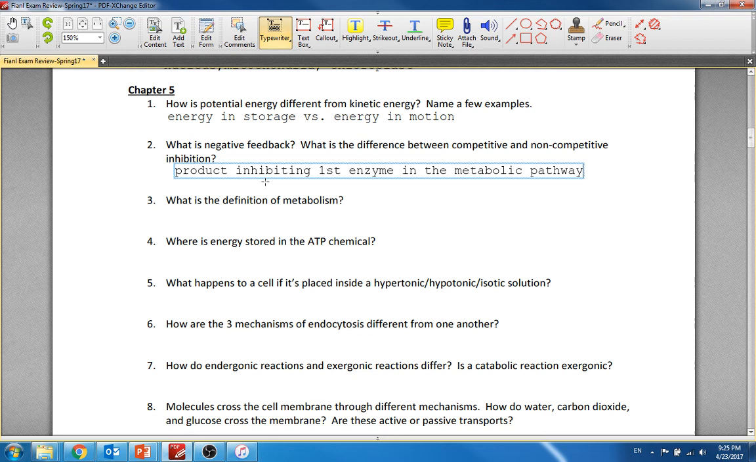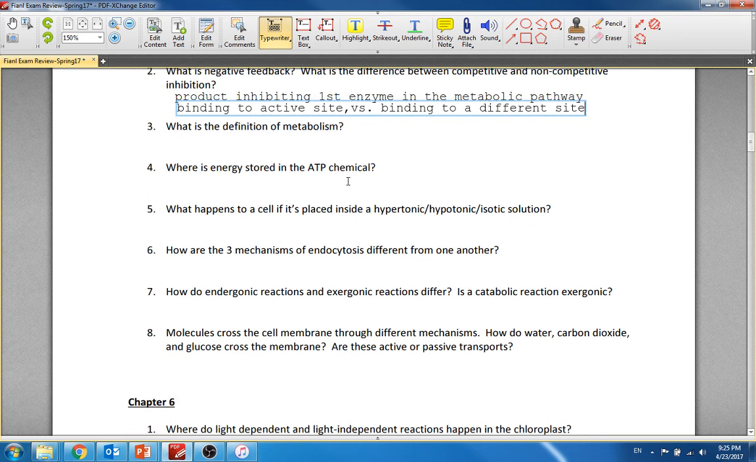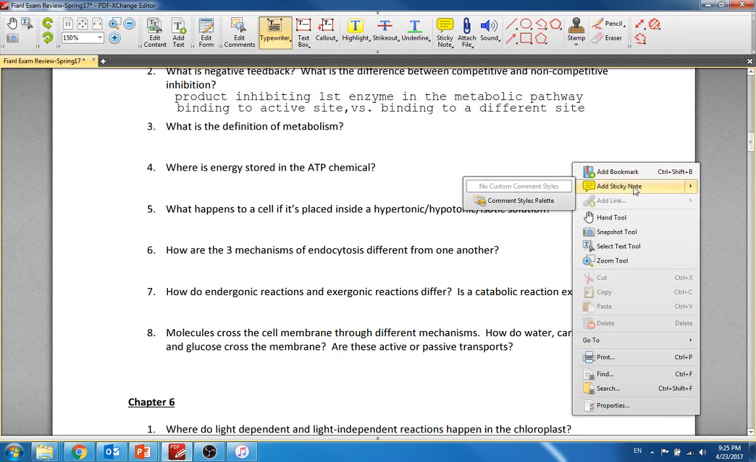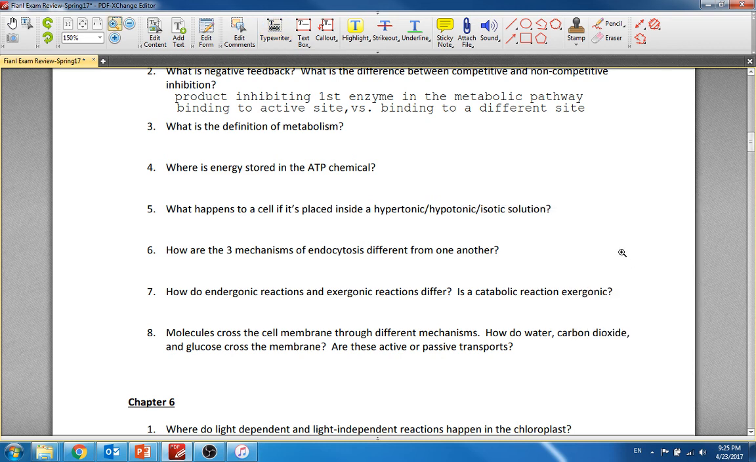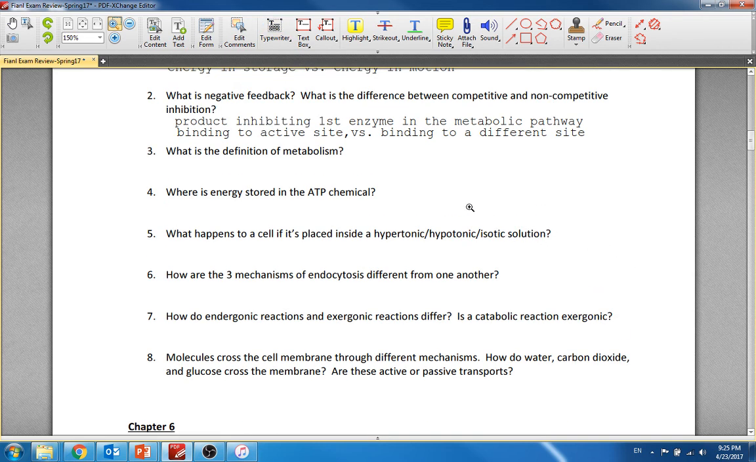What's the difference between competitive and non-competitive inhibitors? Basically, competitive inhibitors will bond to the active site, competing with the actual substrate, therefore making the enzyme less efficient. A non-competitive inhibitor, on the other hand, can make the enzyme completely useless because it will bond to a different location other than the active site. When that happens, that will change the shape of the active site. Therefore, the substrate cannot bond at all.